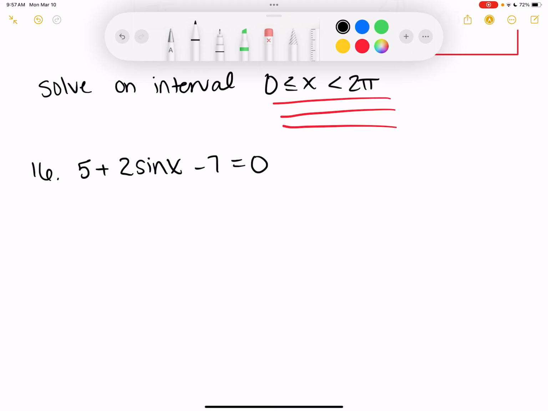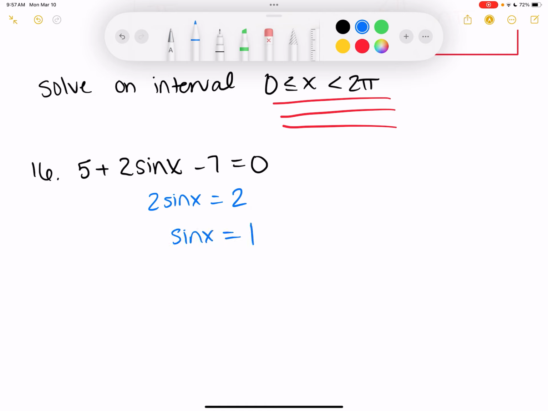So what would I do first here? 5 minus 7 is negative 2. So I'm going to add 2 over, right? 2 sine x equals 2. Divide by 2. So sine of x equals 1.